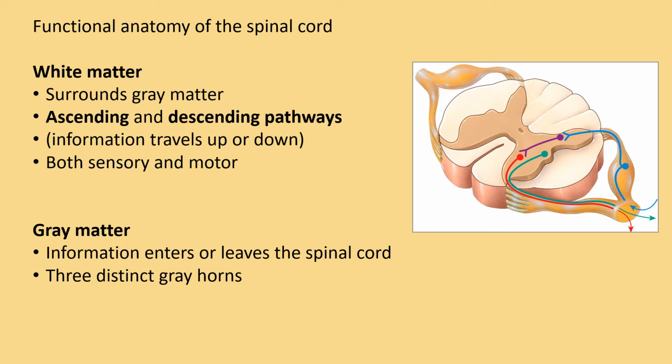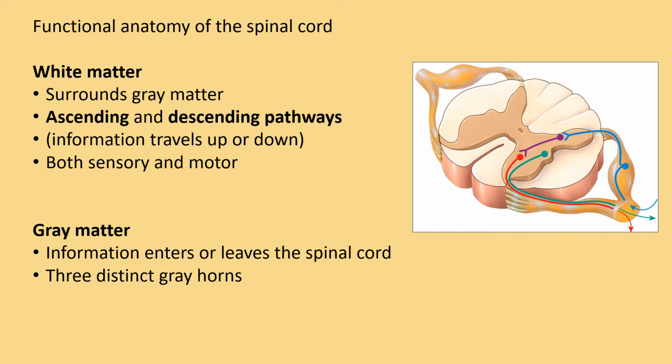The gray matter of the spinal cord includes neurons or portions of neurons that are responsible for delivering information into the spinal cord or for giving rise to information that exits the spinal cord. Sensory information travels toward the central nervous system. Those afferent signals enter the gray matter of the spinal cord via a distinct horn called the posterior gray horn.